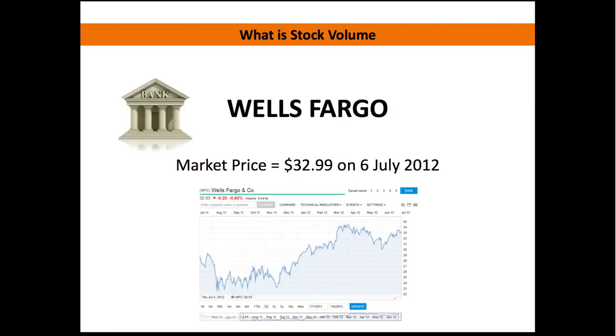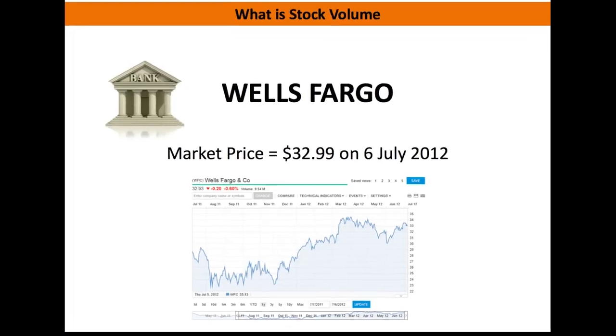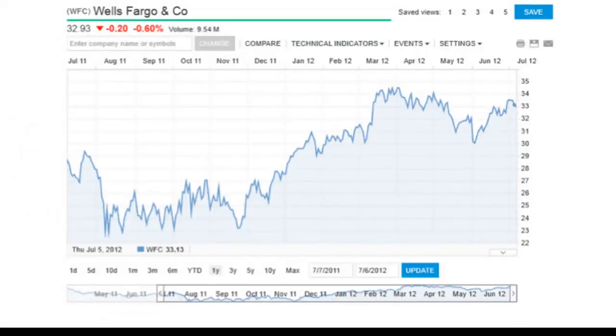Okay, so the current market price for Wells Fargo on the 6th of July 2012 is $32.99. As you can see below there, we have a chart of the market price for Wells Fargo.